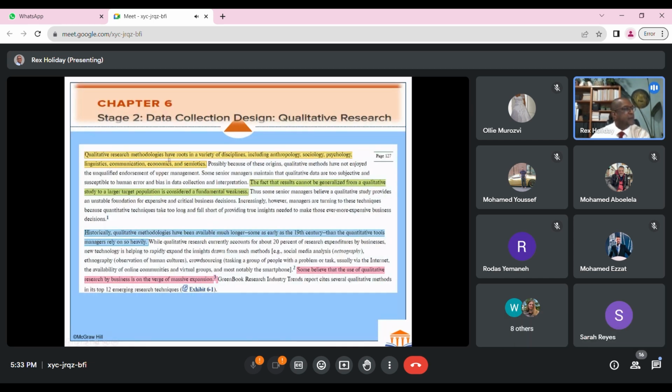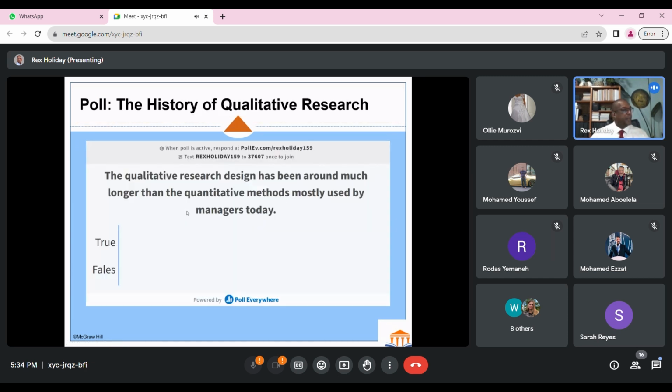Quantitative research methodologies have roots in a variety of disciplines, including anthropology, sociology, psychology, linguistics, communication, economics, and semiotics. The fact that results cannot be generalized from a qualitative study to a larger target population is considered a fundamental weakness of qualitative research. However, historically, qualitative methodologies have been available much longer, some as early as the 19th century, than the quantitative tools managers rely on so heavily. So given that, yes, it is true. Qualitative is older. Correct.